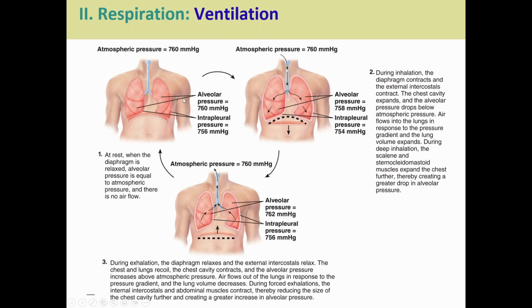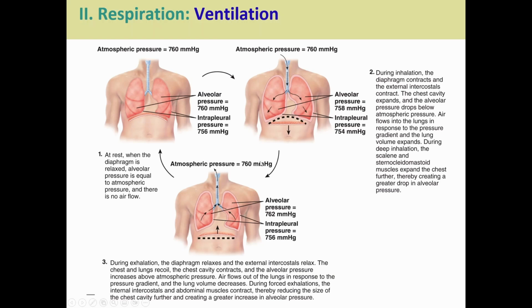Now, as we breathe in, the diaphragm moves down. The ribs, you can't tell from this picture, move up and out due to the intercostal muscles. That's going to create a bigger space here. And so we see that the intrapleural pressure goes down by a couple, to 754. And because the alveolar pressure has dropped now to 758, it's lower than the atmospheric pressure. Air is going to be pulled in.